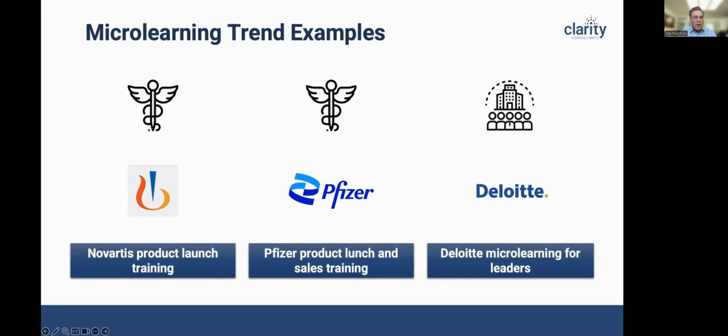experiences. Here are three examples. Novartis transformed 400-page product launch documents into mobile-first microlearning modules and assessments, significantly improving sales representative learning and performance outcomes. Pfizer successfully leveraged microlearning for product launches and sales training, implementing daily microlearning quizzes for their sales force training, resulting in a 70% faster time to competency compared to traditional training methods.